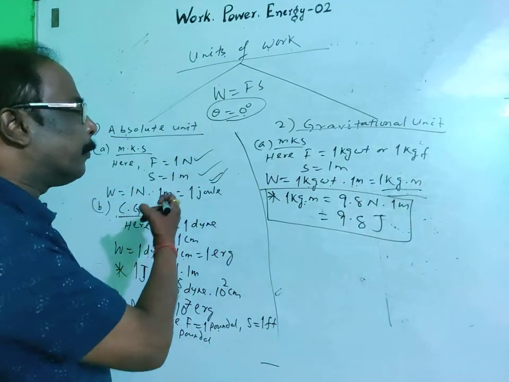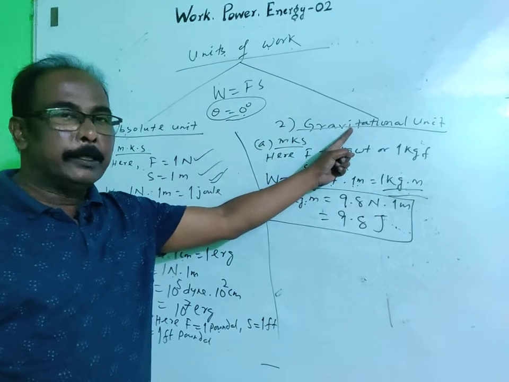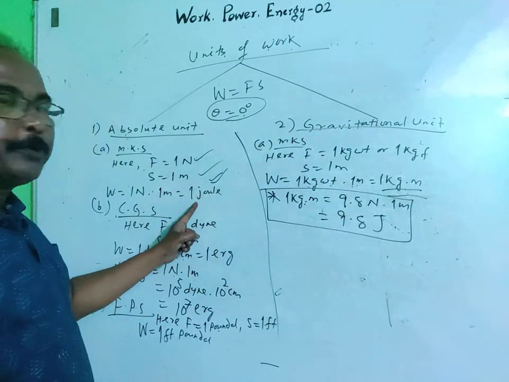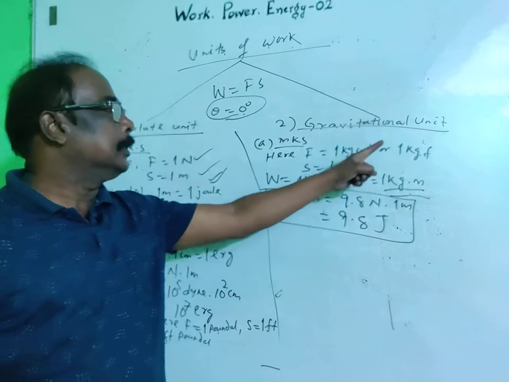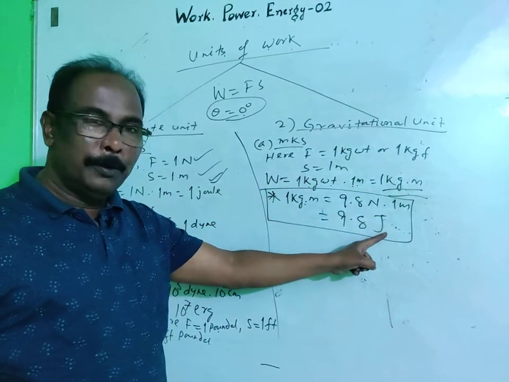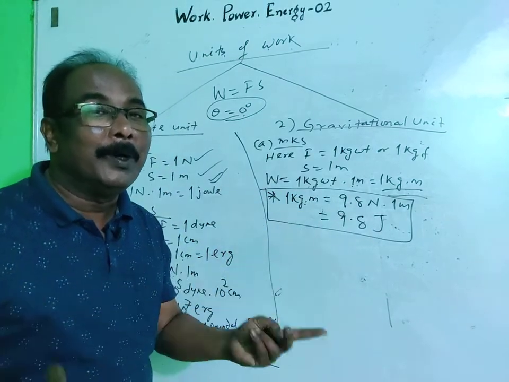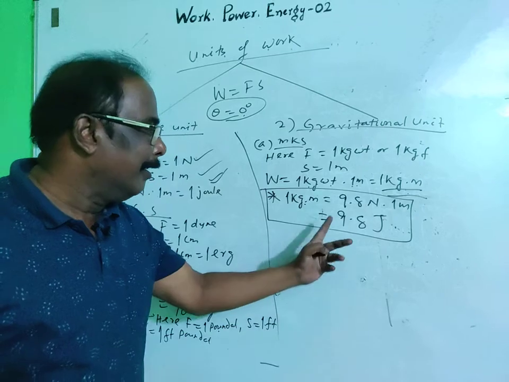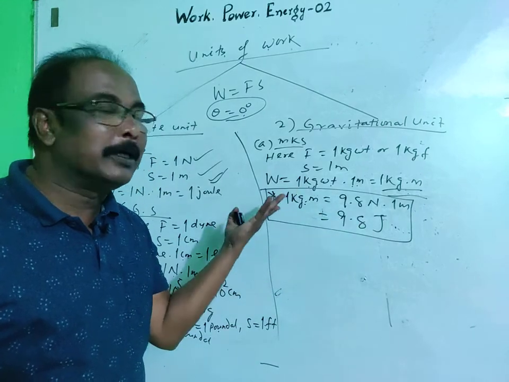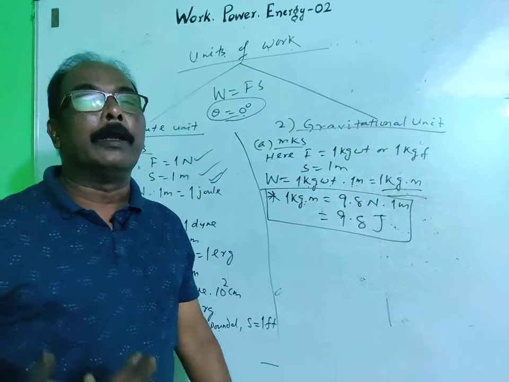Means the simpler way to convert gravitational unit to absolute unit, absolute unit is joule: to convert gravitational unit kg meter to absolute unit, just multiply the value of acceleration due to gravity. In MKS case, value of acceleration due to gravity is 9.8. So 1 kg meter is equal to 9.8 joule.